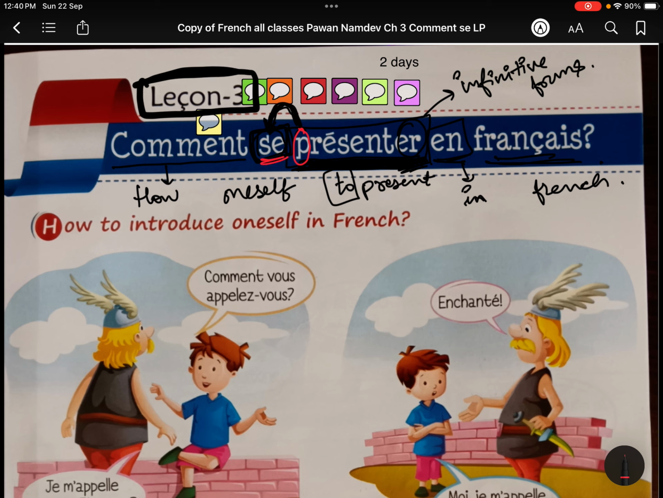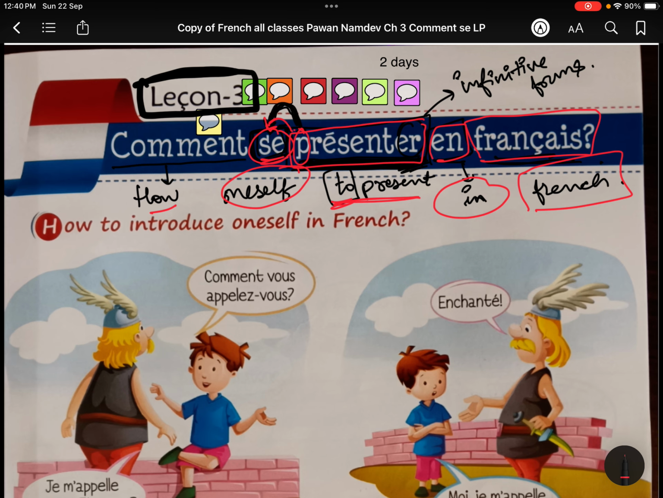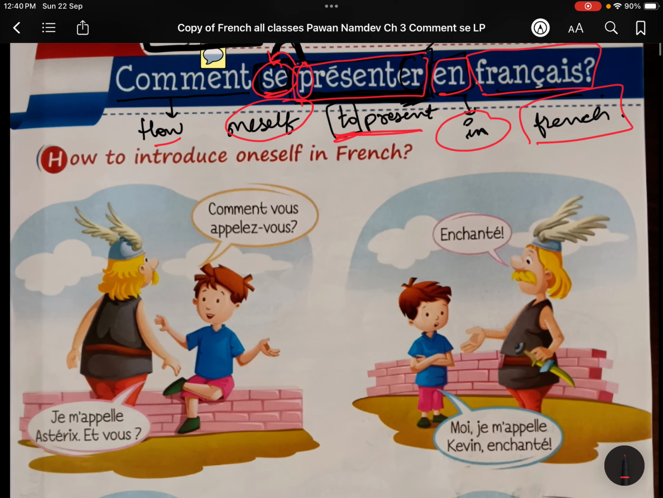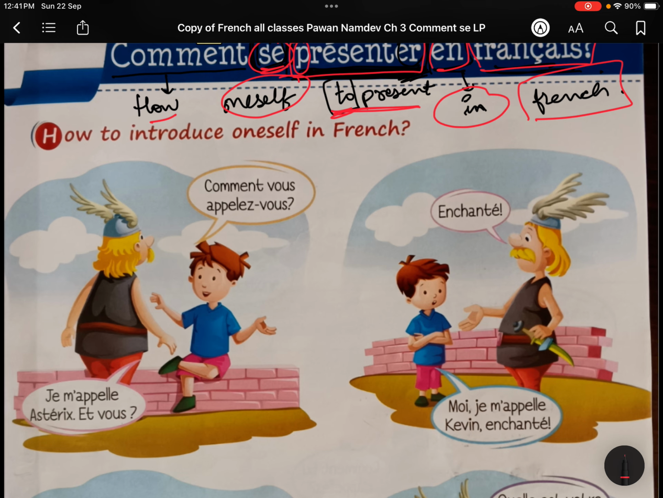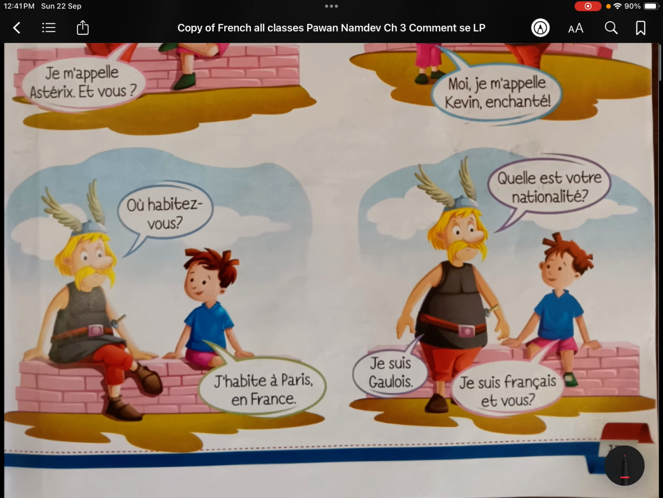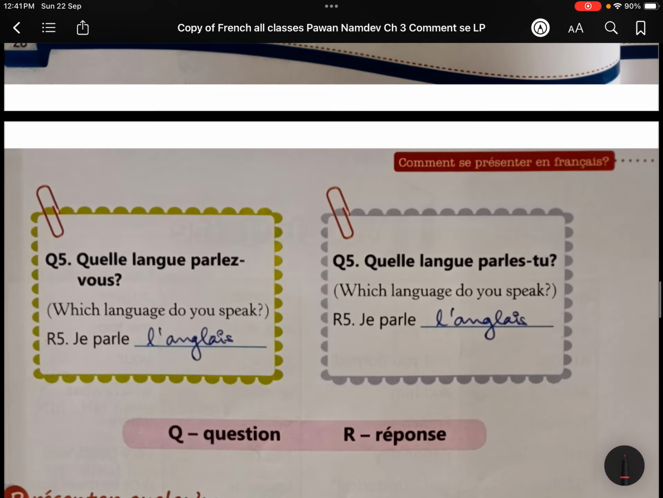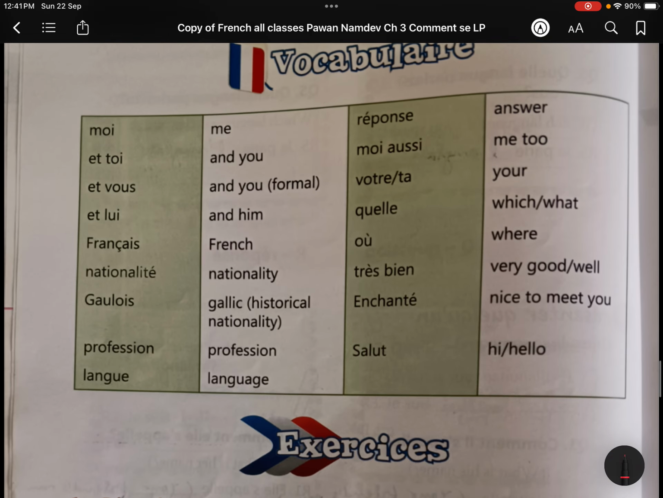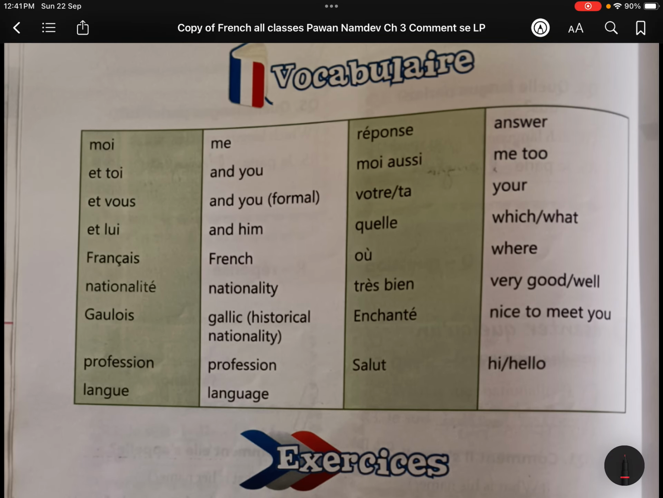Clear guys? How to present, it's in infinitive form. This se means oneself, en means in, and français is French. All right guys, how to present oneself in French. So here we are going to understand how we can present ourselves in French language. Before any further delay, let's first go through the vocabulary, because that is going to be the very important part of this lesson.